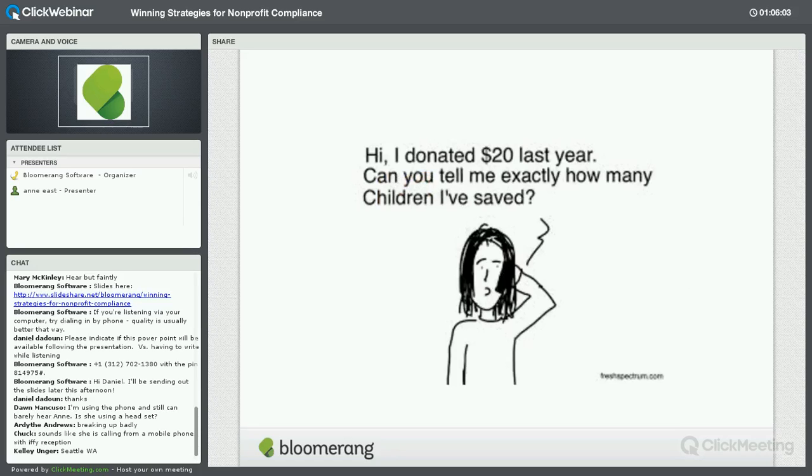So there we are. Next one is just a little cartoon. This woman remembered that she donated, but she's not really sure how she has saved the children. It's not really a compliance item, but it's just to remind you to always let your donors know how their money is being used. Sort of just a reminder: thank you, keep us in mind, and here's what your dollars went to.